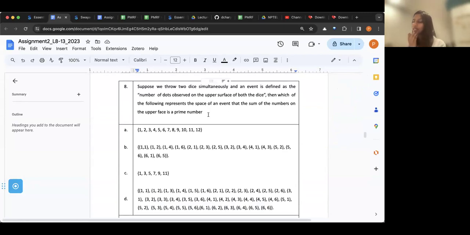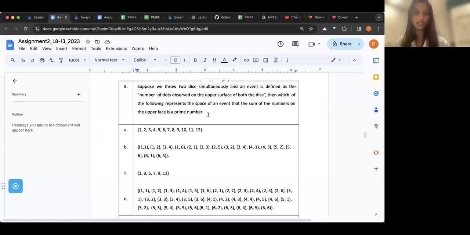Now again, let's say we throw these 2 dice simultaneously and count the number of dots observed on the upper surface of both the dice. Which of the following represents the space of an event that the sum of the numbers on the upper face is a prime number? So yeah, you just have to know what the prime numbers are: 2, 3, 5, 7, and so on. You just have to see which events would give prime numbers when you add these numbers. So the answer in this case is option D.